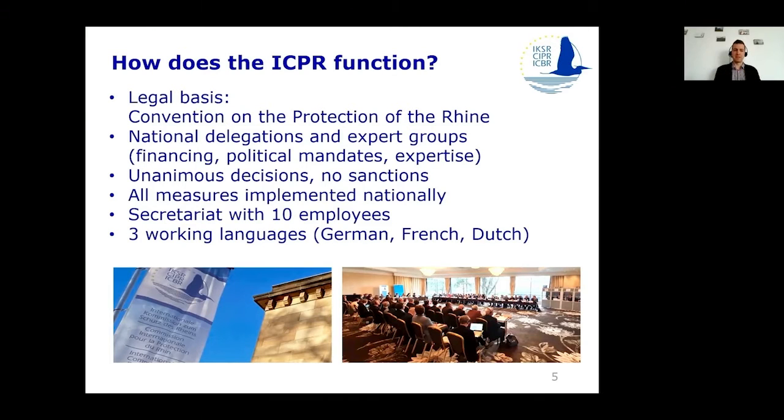Our commission is the place where the countries come together, they set the objectives, and they also evaluate regularly the progress they have made in order to achieve those objectives. Therefore, we have a secretariat with 10 employees, and we have 3 working languages, German, French, and Dutch, which means all documents are translated into those languages, and also all the meetings have simultaneous interpretation.